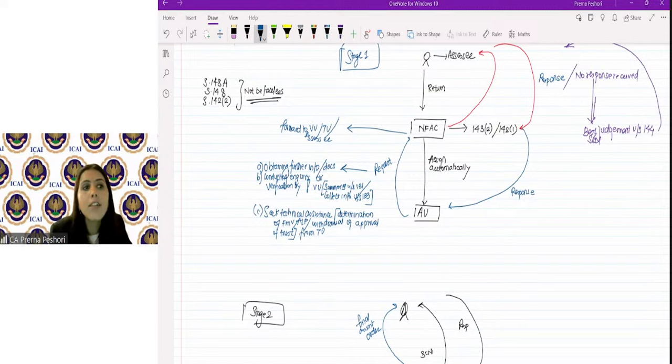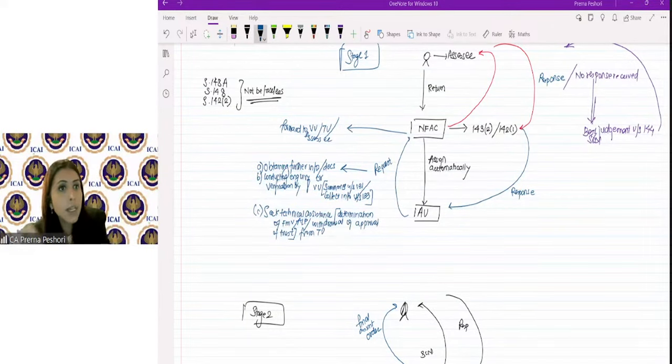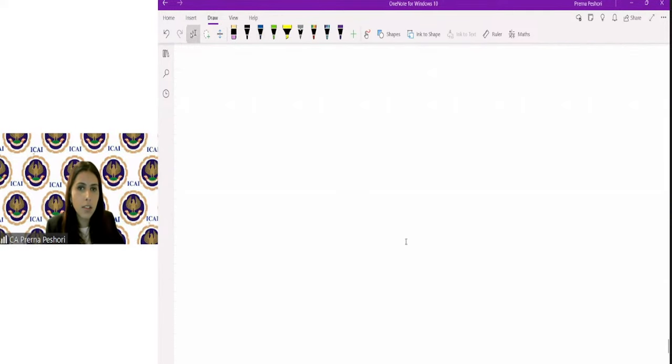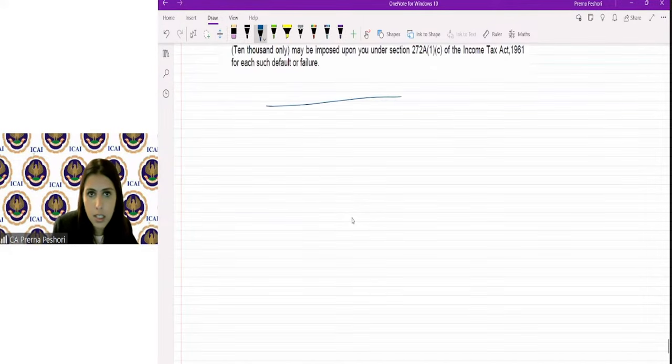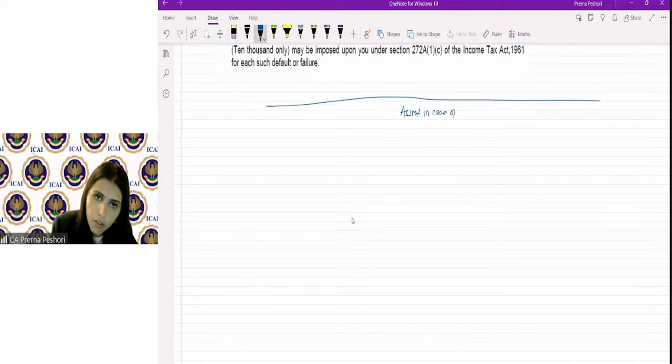In the technical unit, there will be a transfer pricing officer. Where a person enters into an international transaction or a specified domestic transaction and the AO considers it necessary, he may, with the previous approval of PCIT or CIT, refer the computation of ALP to the transfer pricing officer. So just write down: Assessment in case of transfer pricing.